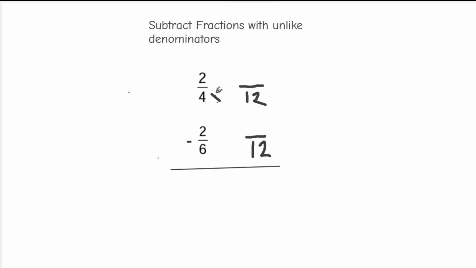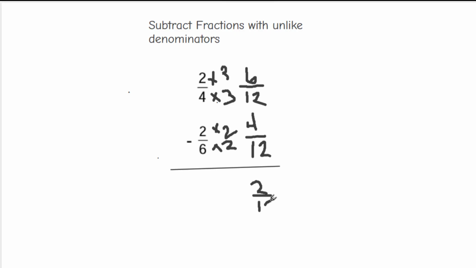4 times 3 is 12. Whatever you do to the denominator, you need to do to the numerator to make it equivalent. And we'll do the same down here. 6 times 2 is 12. 2 times 2 is 4. And our answer is 6 minus 4 is 2. We have 2/12ths. We can simplify that.